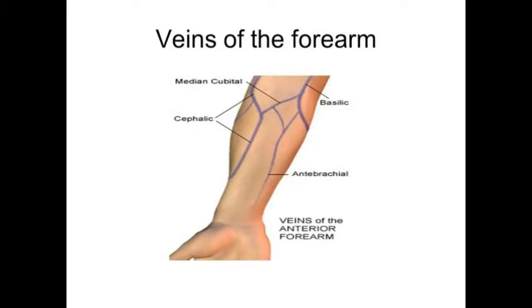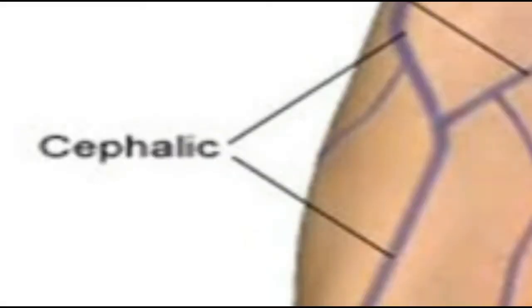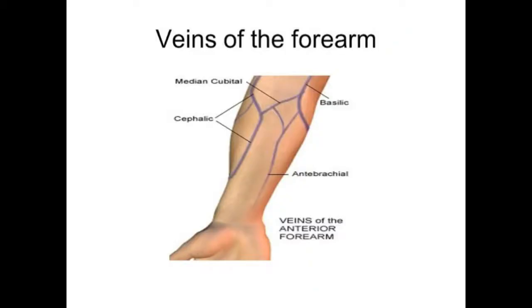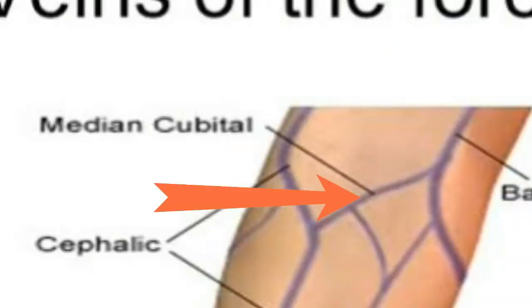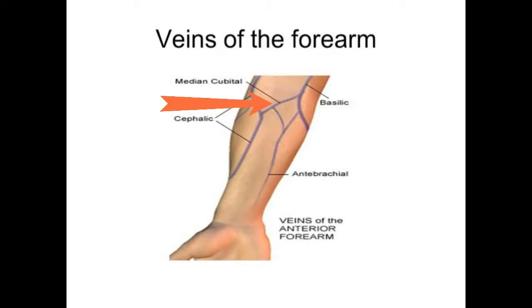When selecting a site for venipuncture, there are 3 major veins: the median cubital, the cephalic, and the basilic. The preferred site is the median cubital. The median cubital vein is the vein of choice because it is large enough not to roll when the needle is inserted. It is often closer to the surface of the skin and is the least painful to puncture, with fewer nerves in this area.